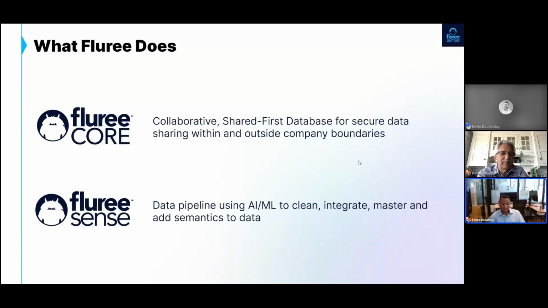And then we have Fluree Sense. Fluree Sense is a data pipeline tool that uses AI and ML to take legacy data where we have lots of discrepancy, lots of redundancy, but uses AI and ML to clean it, integrate it, master it, resolve it, put semantics on it, and then get it ready for Fluree Core.